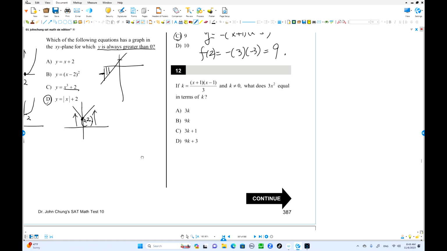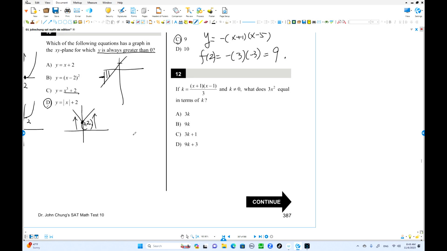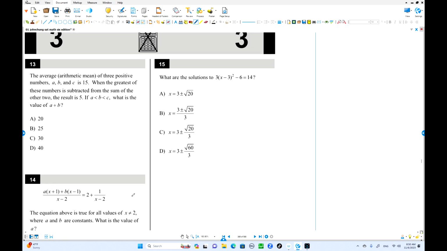Number 12: what does 3x squared equal in terms of k? We're going to find x squared first. 3 times k equals what? This one is a difference of squares, x squared minus 1, okay? So x squared is actually equal to what? 3k plus 1, isn't it? Not 3 times. So 9k plus 3 is the answer, okay? So choice D is the answer.